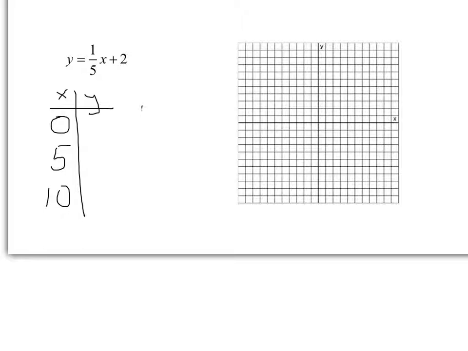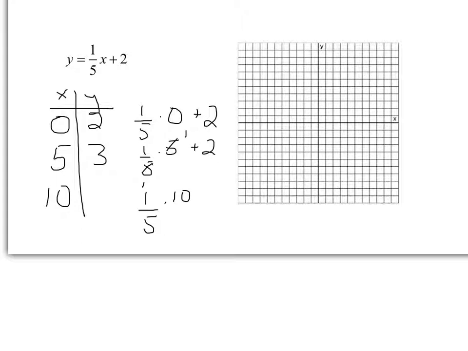1/5 times 0 plus 2, that's 0 plus 2, which is 2. 1/5 times 5, the 5's cancel out, you've just got 1, so 1 plus 2 is 3. And 1/5 times 10, cross reduce those, that turns into 2. And then 2 plus 2 is 4.